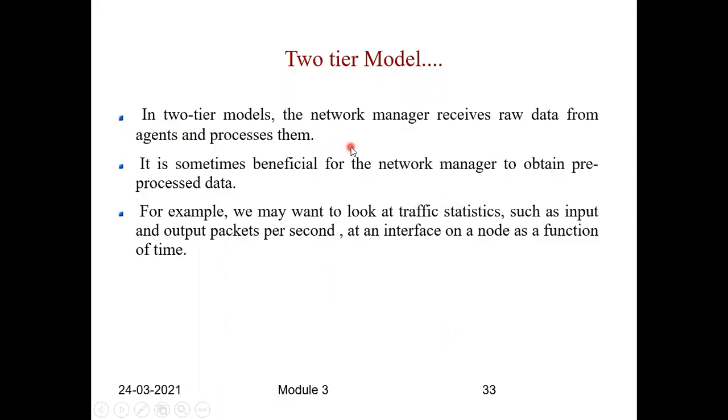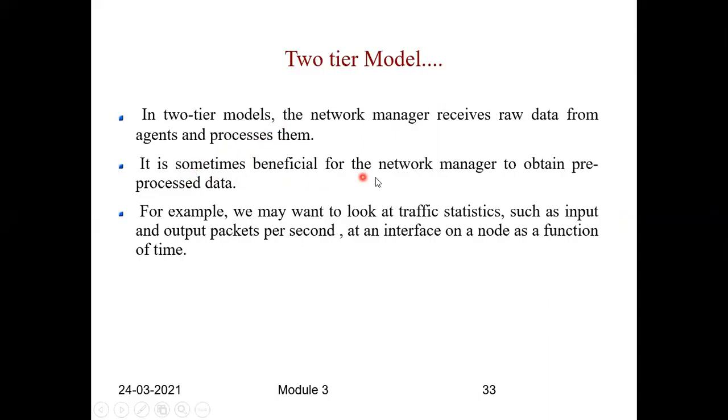Okay, so in a two-tier model, the network manager receives the raw data from the agent and processes it. Agent just collects the data, and when the manager wants that data, he gives that raw data. So what happens is that the task on the manager increases because he has to take that raw data and process it in one particular format. Remember the log management tools which we had seen, that default log management will give me raw data, but I need some meaningful data out of it. So that is also why we require a log tool.